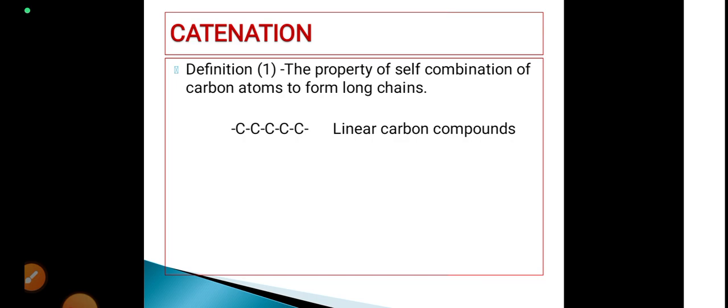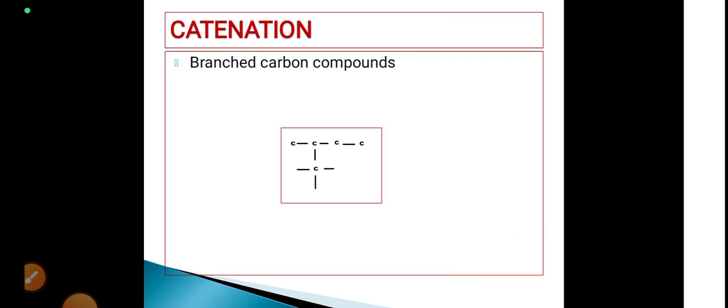Okay. So in linear carbon compounds, what mainly happens is carbon undergoes self-linking with itself, that is, with the other carbon atoms, to form a long chain. That is called linear carbon compounds. Also, catenation can be observed in branched carbon compounds.